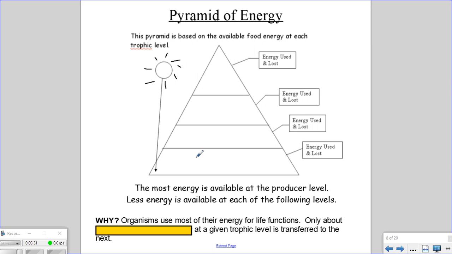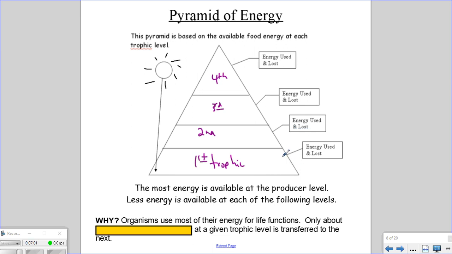So here is the first trophic level, the second, third, and then fourth trophic level. So you'll notice that at each energy level, there is less energy available at each corresponding level, or the level above it.